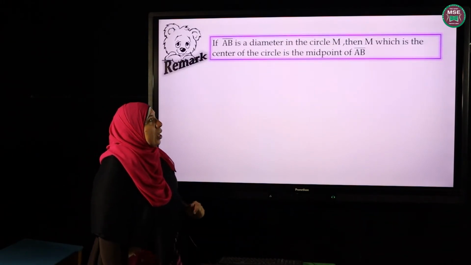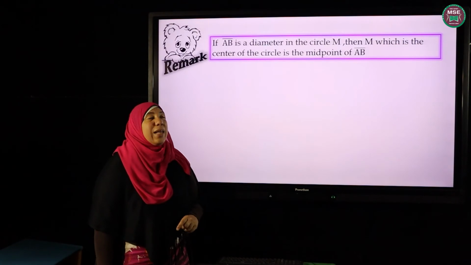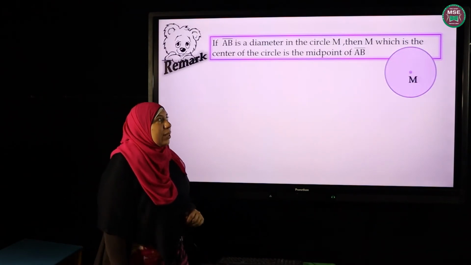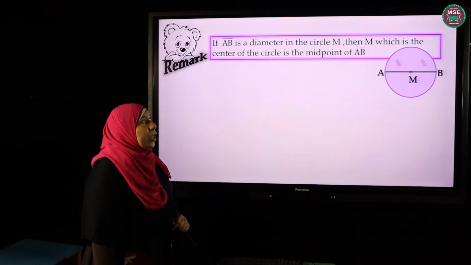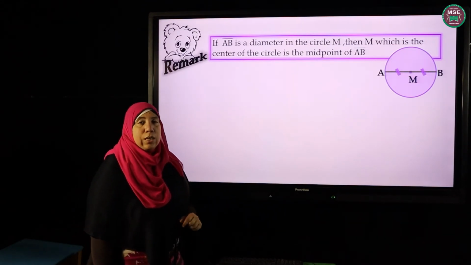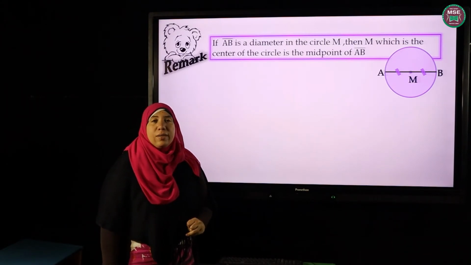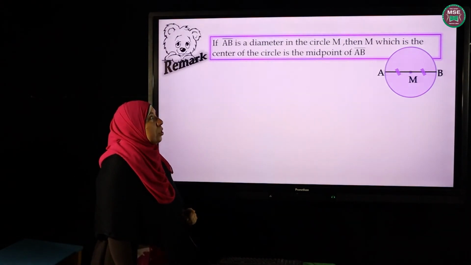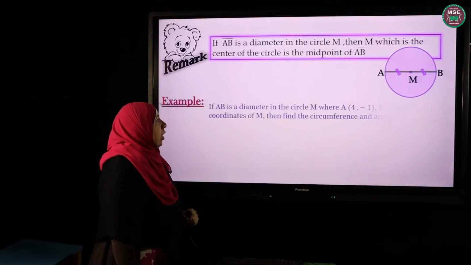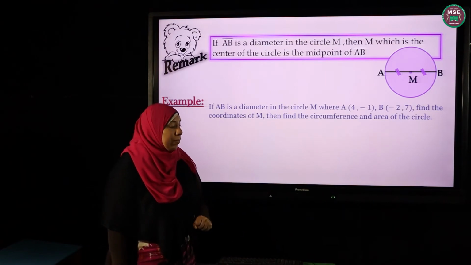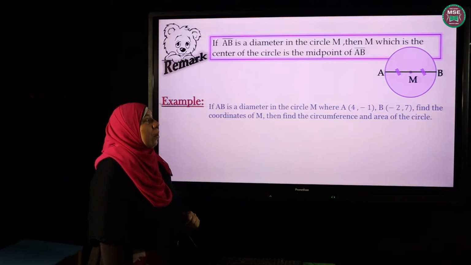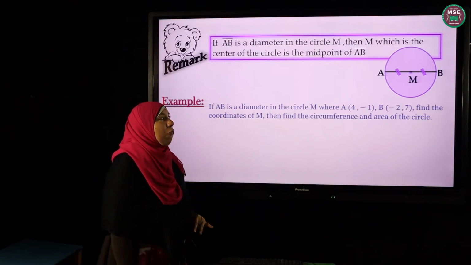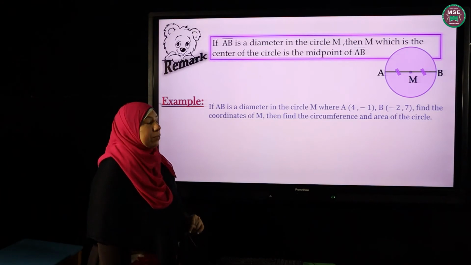Remark: if he said that AB is a diameter in circle M, it means that M is the midpoint of AB. The diameter of the circle is divided into two parts by the center of the circle. So, for example, if AB is a diameter in circle M, A (4, -1), B (-2, 7), find the coordinates of M, then find the circumference and the area of the circle.